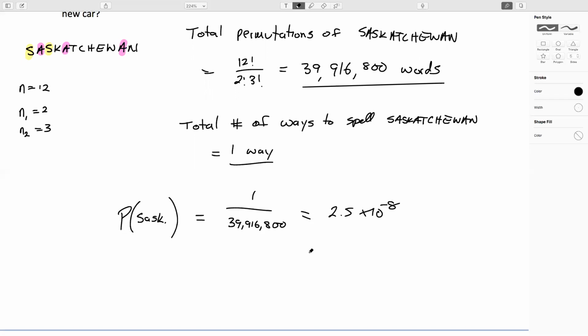The probability is super low, 2.5 times 10 to the minus 8, which is 2.5 times 10 to the minus 6%. So I don't think you should go to the mall expecting you're going to win a car. I think the people giving out the car knew that it's extraordinarily unlikely that it's going to happen.